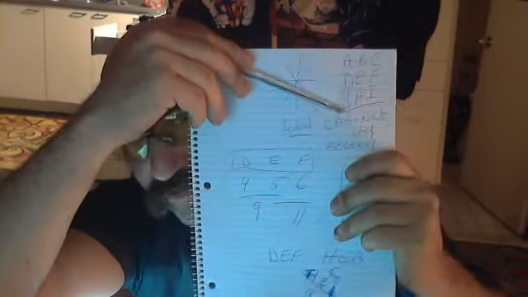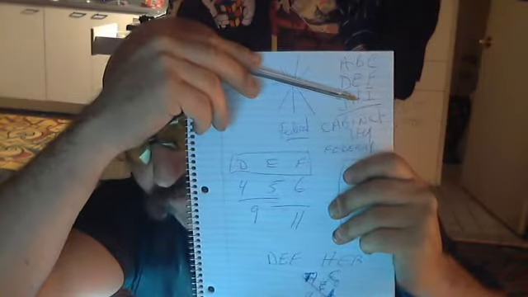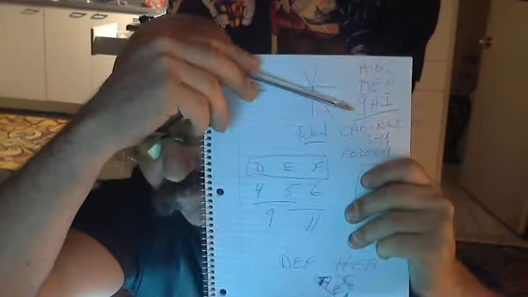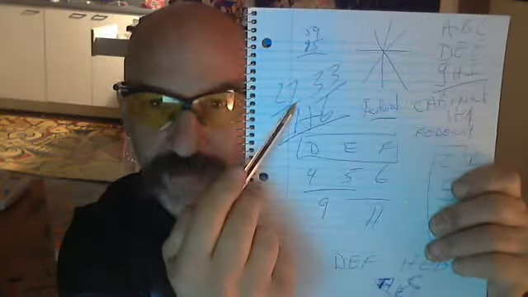12, 15, 18, 27. 15 and 18 is 33. 27 and 33. One is 9, one is 6. 9 and 6. The addition of those, which is E-I-E-I-O.